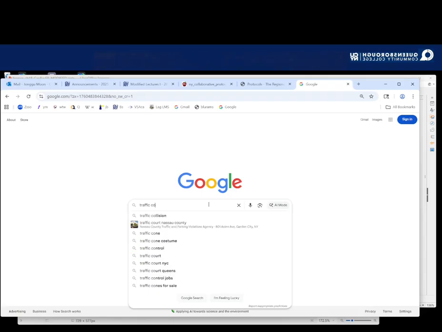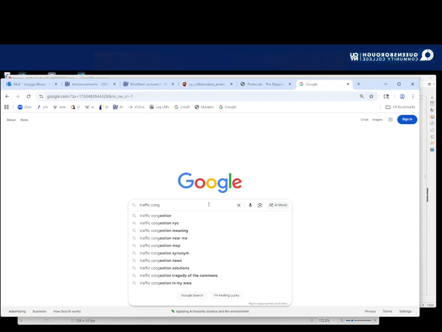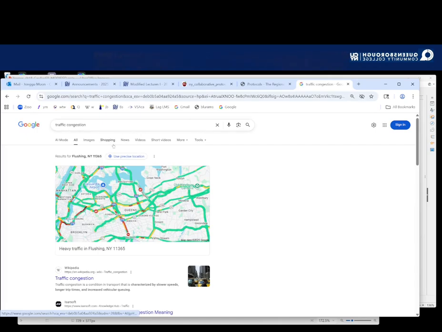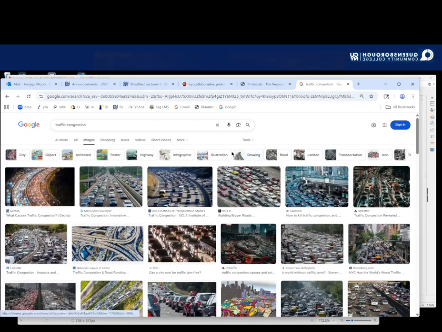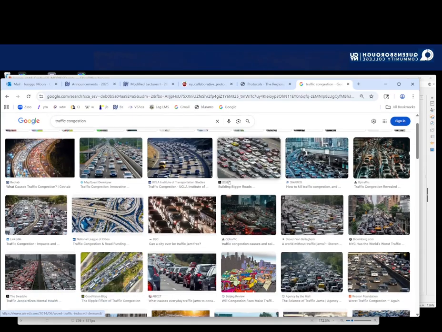traffic congestion, right? When you get the traffic report and they say there's congestion on the Long Island Expressway, etc. And what happens? There's either an accident or some kind of obstruction or just plain old volume of traffic.